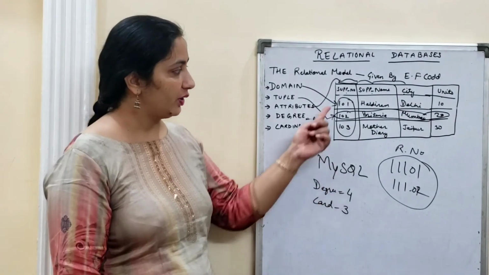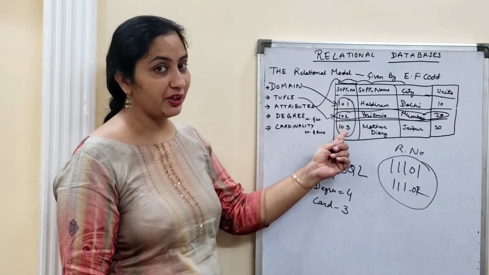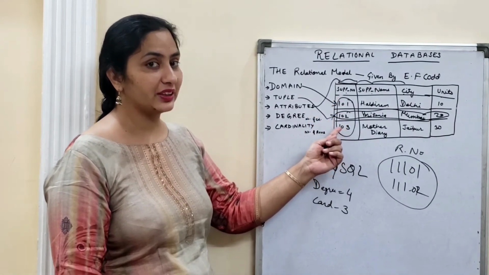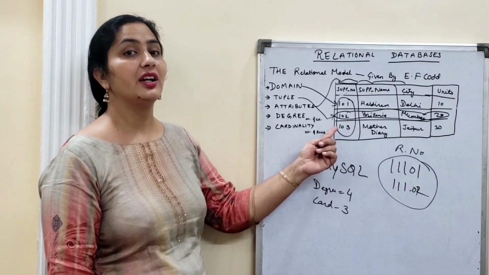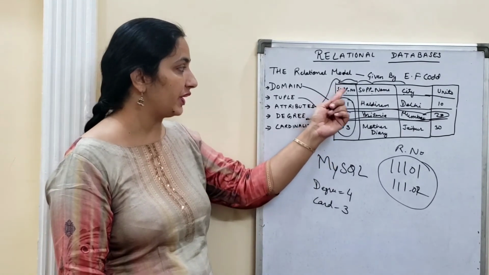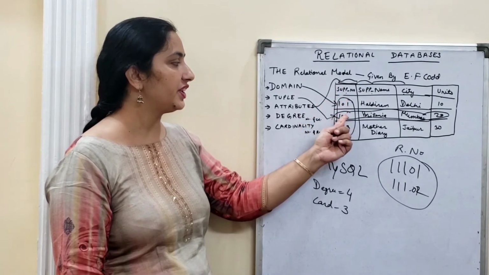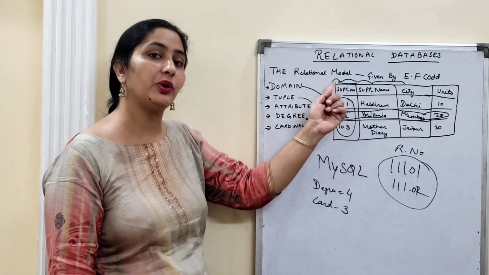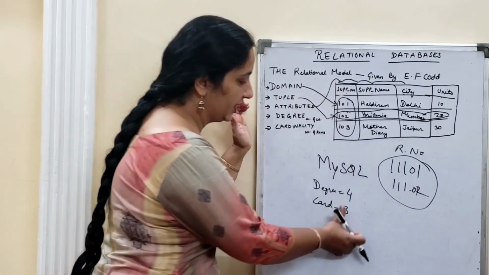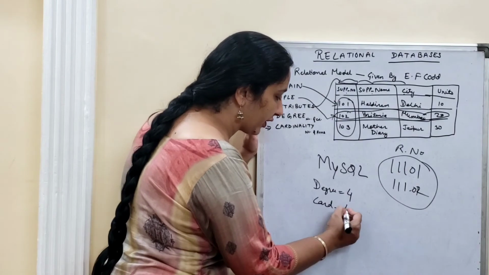Are you sure? 1, 2, 3. These are the number of records. What do we have to count? We have to count the number of rows. So it will be 1, 2, 3, 4. Yes, it is going to include your header row as well. So cardinality will be 4.